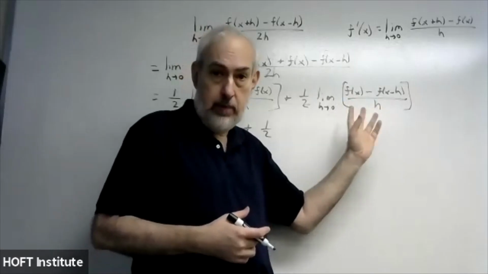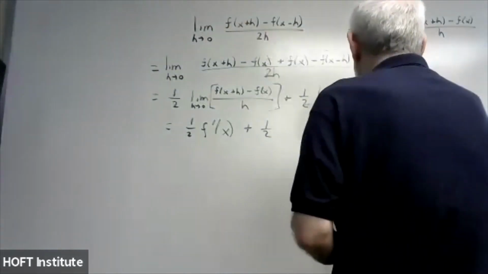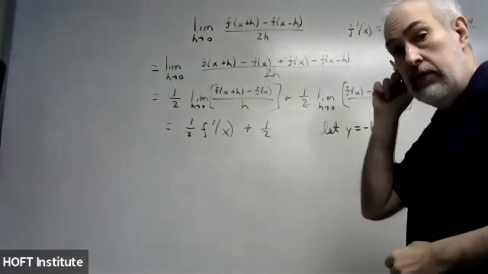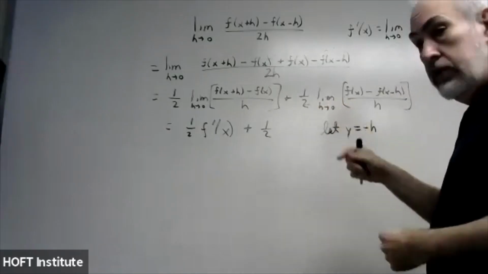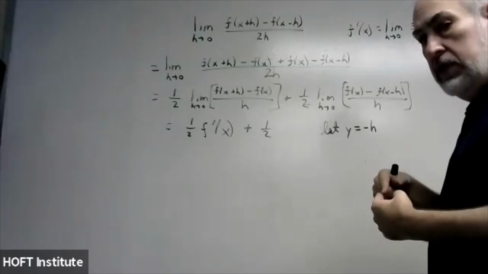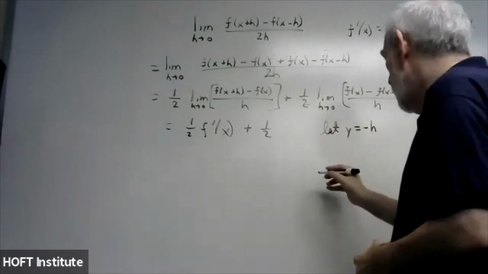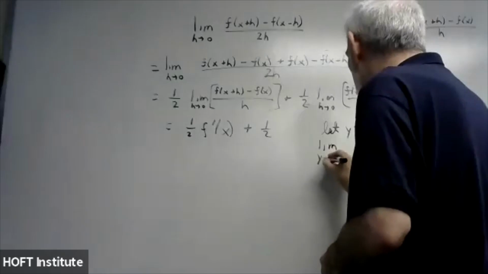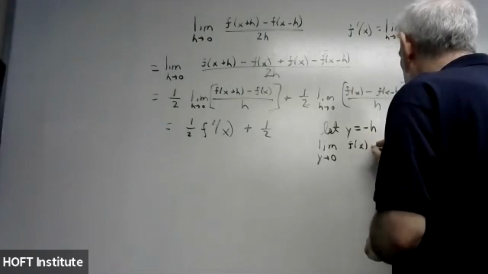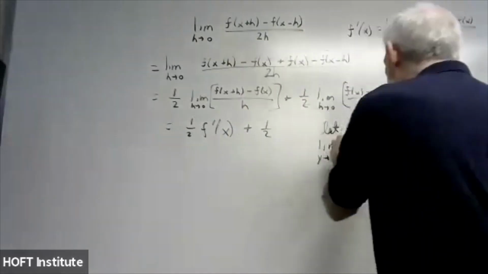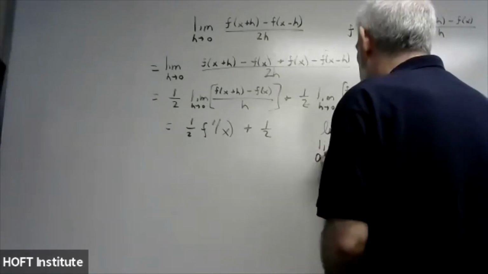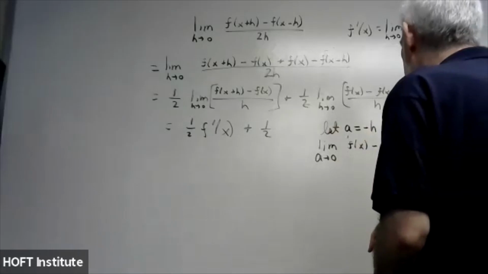To prove that this is an alternate way to define the derivative, let me show you using a change of variable. What if we were to let a new variable y be equal to negative h? As h approaches 0, well, y, which is negative h, would still approach 0. So I can just change the limit as y approaches 0. Oh, y looks like a variable. Let's use the letter a instead of y. So negative h, the limit becomes the limit as a approaches 0.